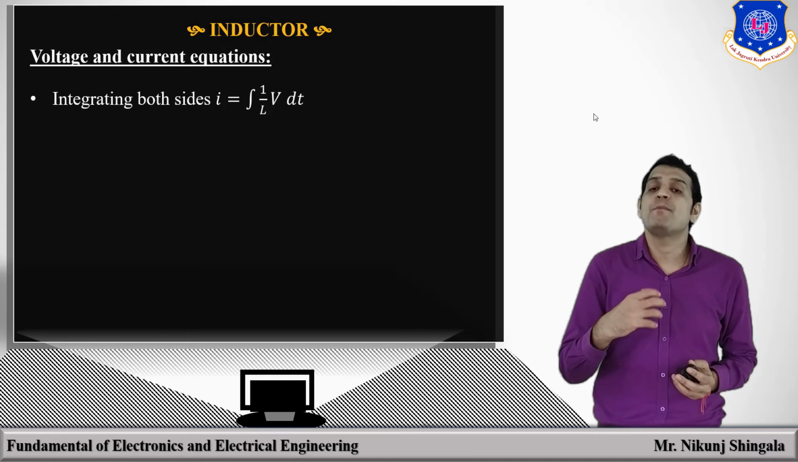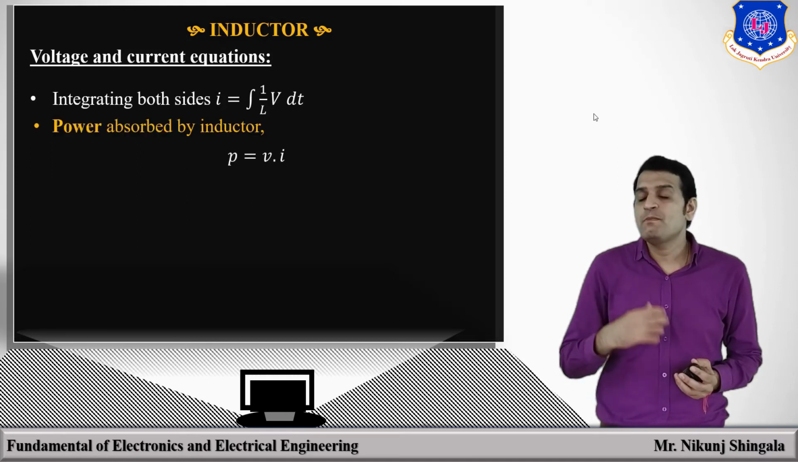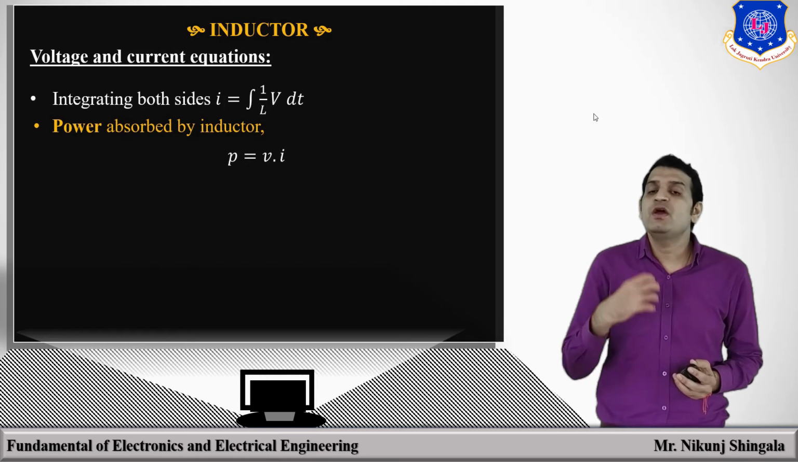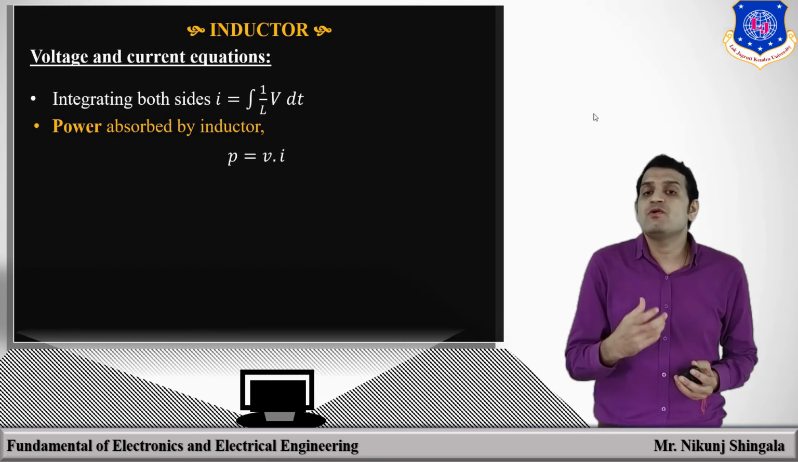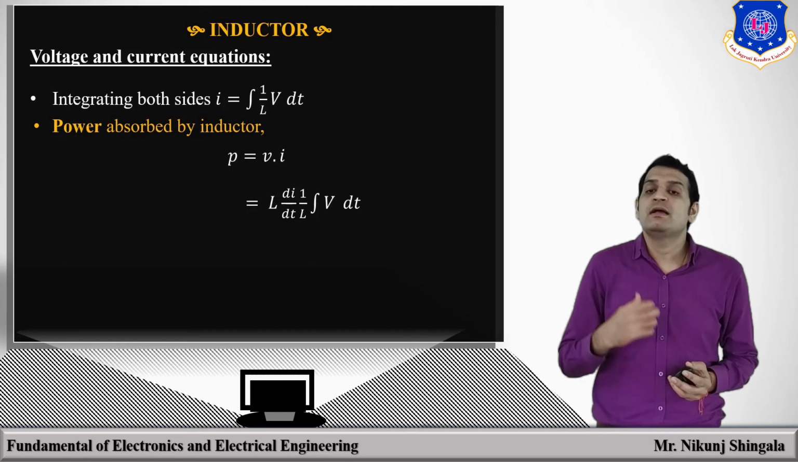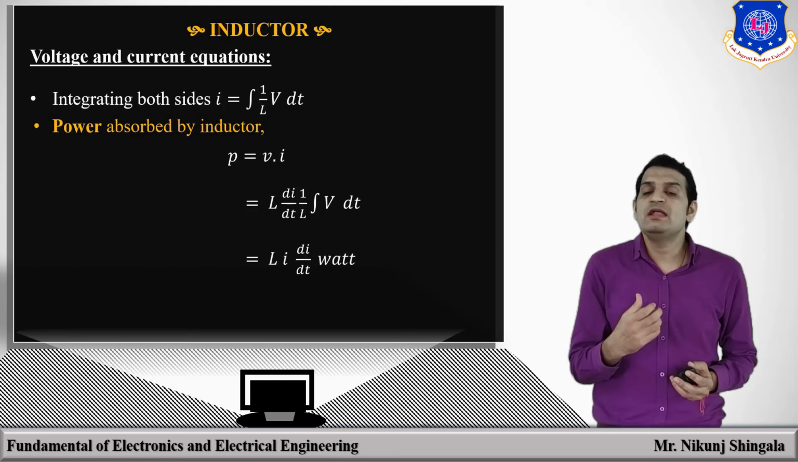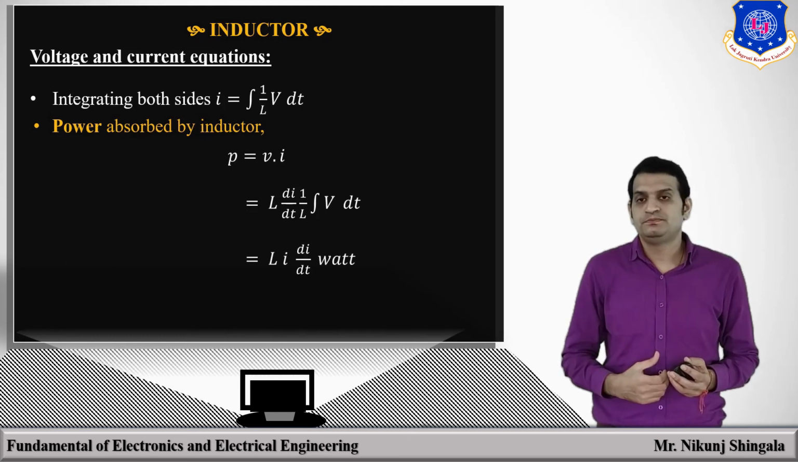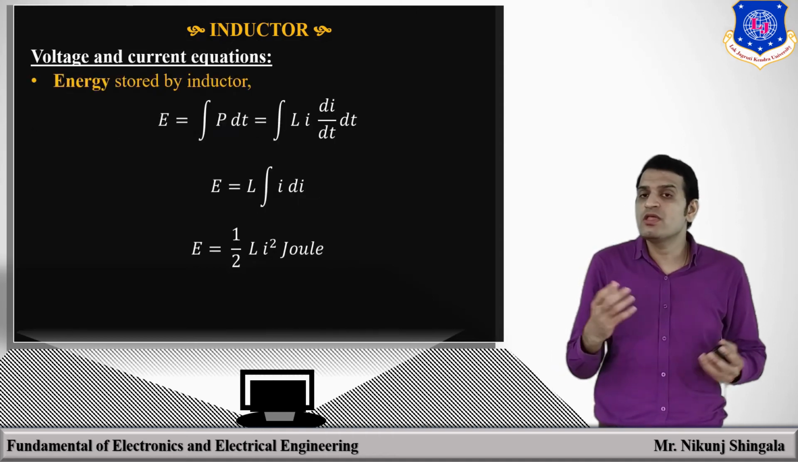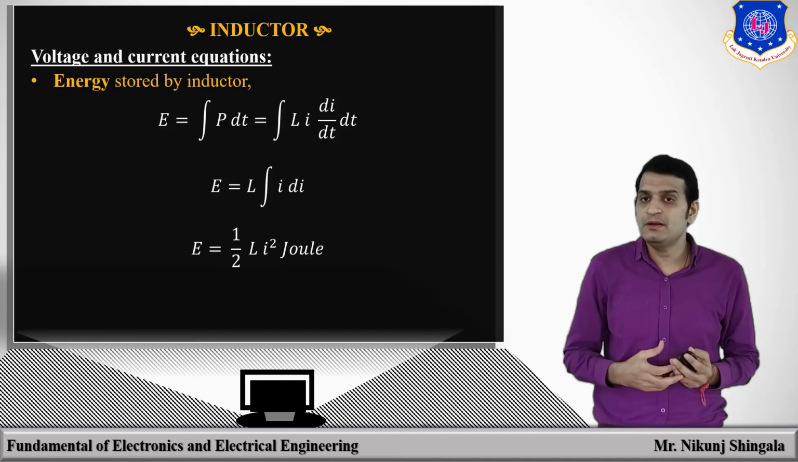Next one is the power absorbed by inductor. So power is given by product of voltage and current. Now we have already proved that V is equal to L di by dt and i is 1 over L integration V dt. So power can be also written as P is equal to L i di by dt.